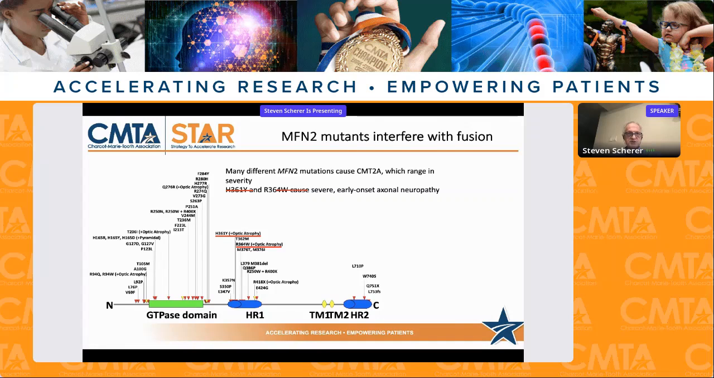I want to mention 2 of these mutations in particular, because these 2 mutations are the ones that were selected by the CMT Association to be made into a rat model. And here they are. It's histidine 361 tyrosine and arginine 364 tryptophan. And these 2 mutations individually cause a severe neuropathy that begins in childhood. And we picked them deliberately because we wanted to make an animal model that would give us the best chance of seeing a neuropathy.